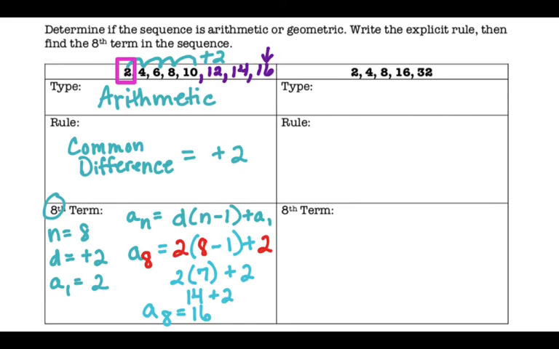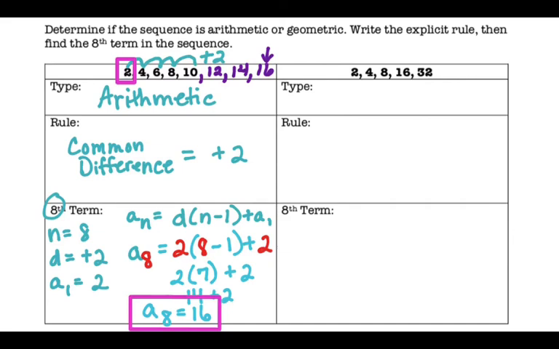So obviously you could have figured this out without the formula, but if they give you a number like the 54th term, you don't want to sit there and have to count out to each term. So the formula is just a quicker way of getting there. All right, now the right-hand side, 2, 4, 8, 16, 32.